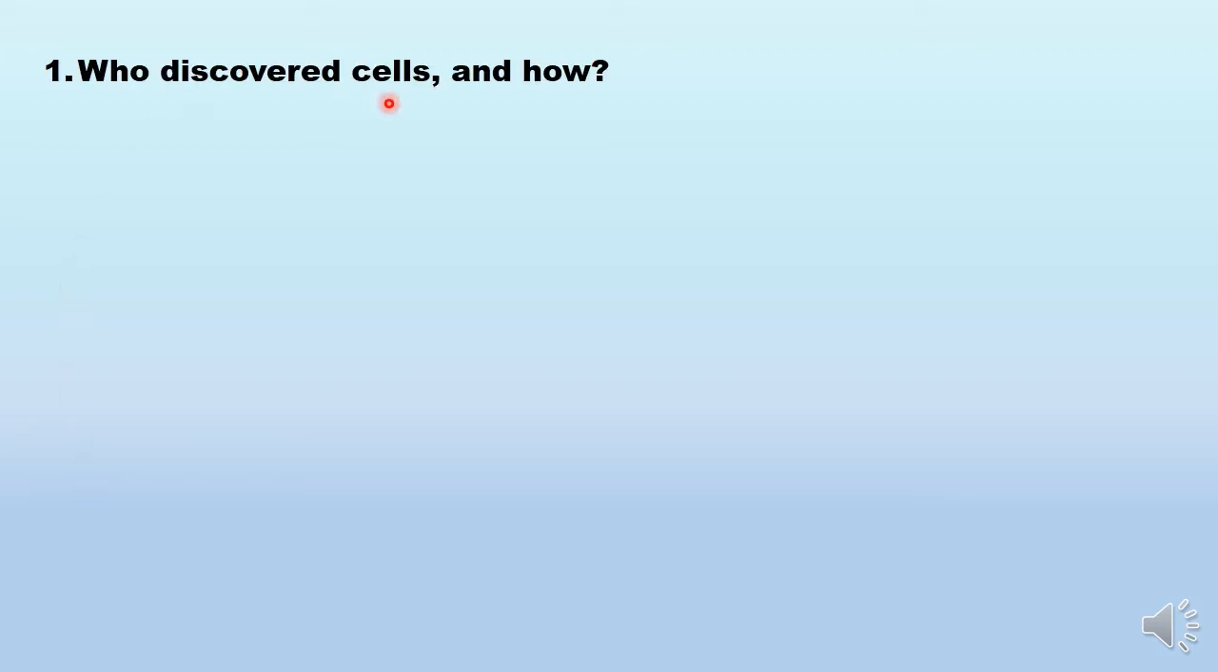Who discovered cells and how? Robert Hooke in 1665 discovered cells for the first time. How did he discover them? By observing thin slices of the cork. Now cork is a dead tissue which is found on the bark of trees, and he observed these cells under a very primitive type of microscope.